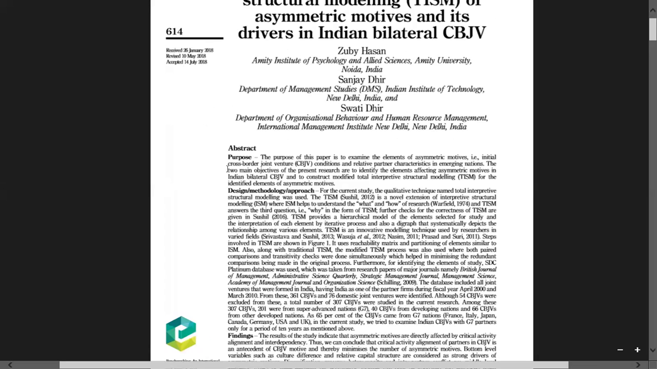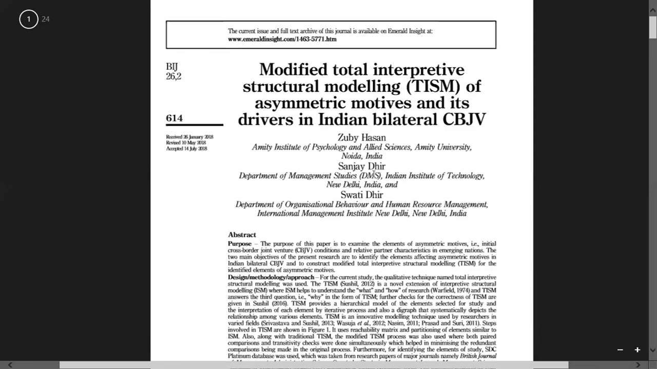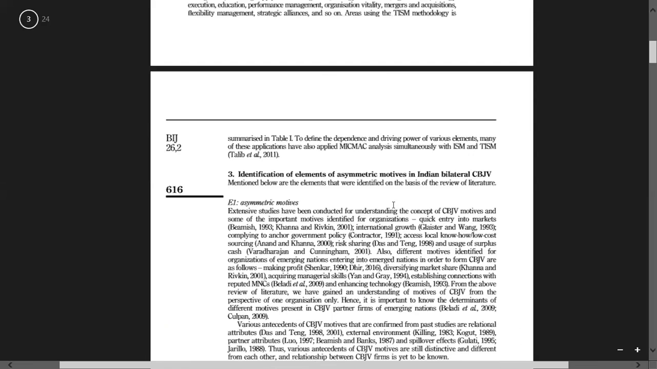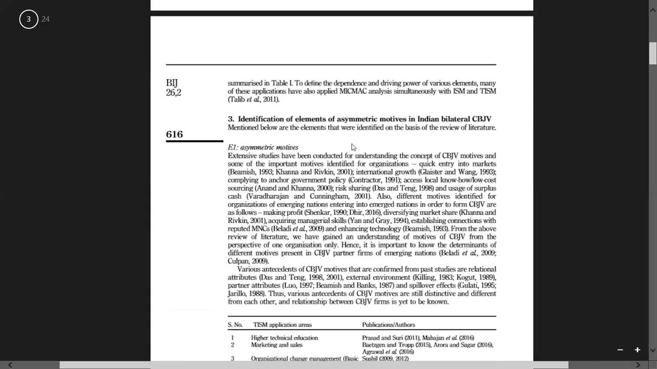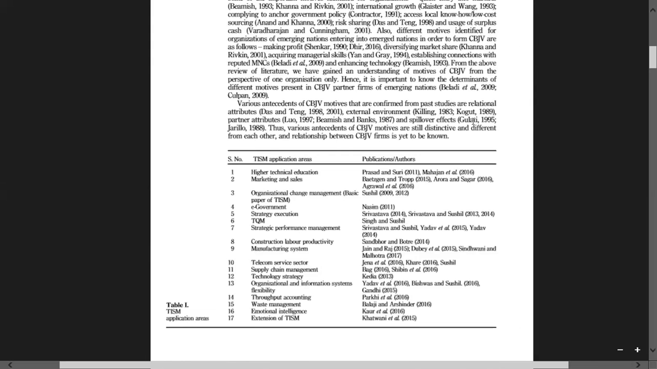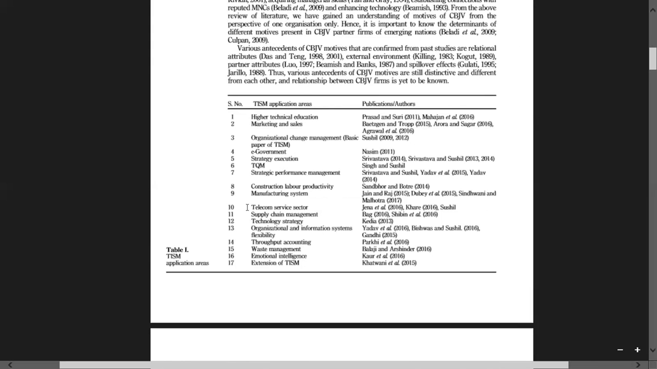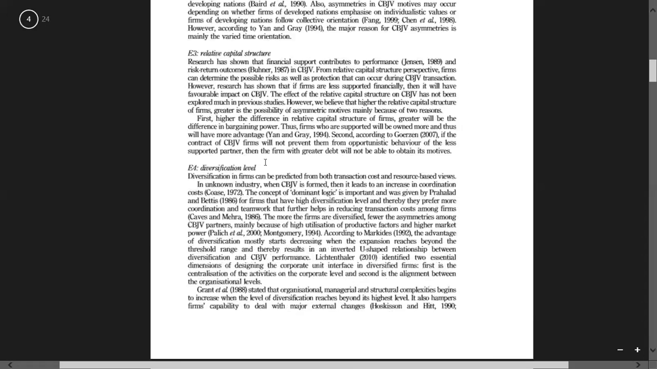Okay, what is CBJV? Cross-border joint venture. The authors are from IIT Delhi. Sanjay Dheer is there from IIT Delhi, and Swati is there from IMI Delhi. Now this is the introduction. Then they went for the review of past applications of TISM, where it has been used. Then the CBJV application areas, and how it differs.